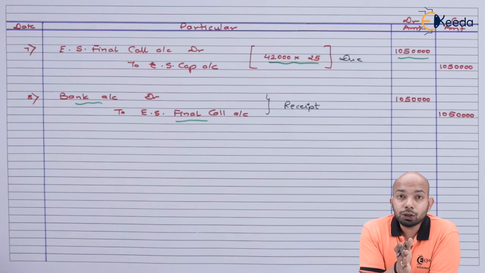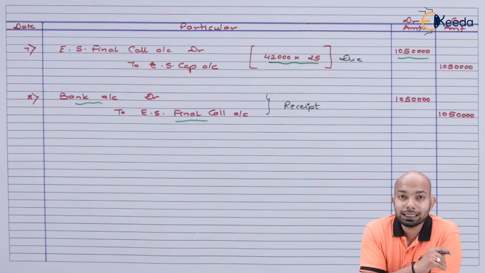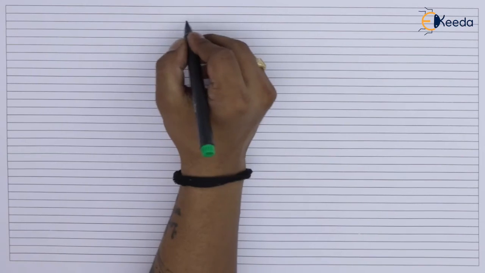Now that refers to the total amount being received here, and that marks the closure of the journal entries for case 2. Now case 3 is a little different, so let's discuss case 3 on a next sheet.